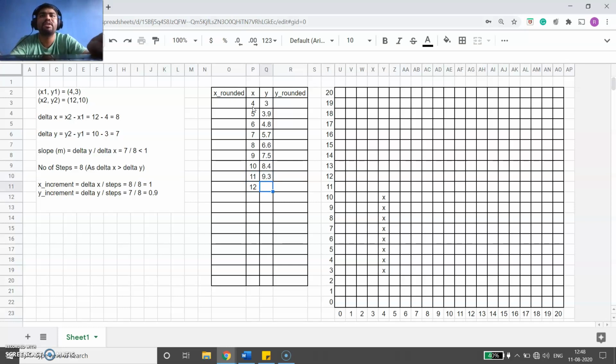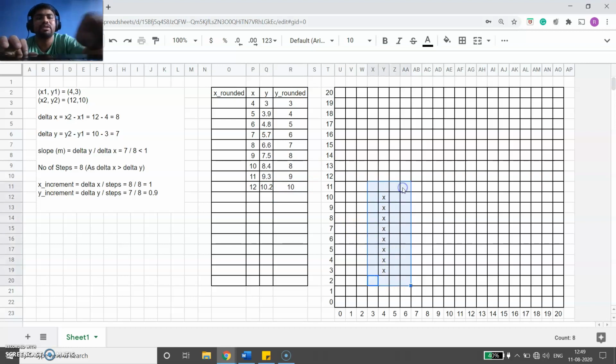Then you have the 12 point, and this is 10.2, right? So let's see, we'll use the rounding of the y. So this will be 3, this will be 4, this will be 5, this will be 6, this will be 7, this will be 8, this will be again 8, this will be 9, and this will be 10. Right? So let's plot the points now.